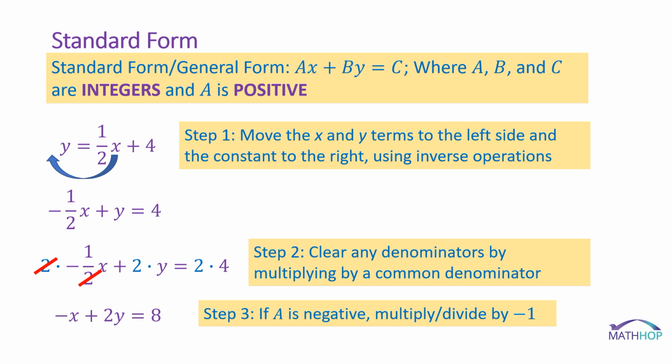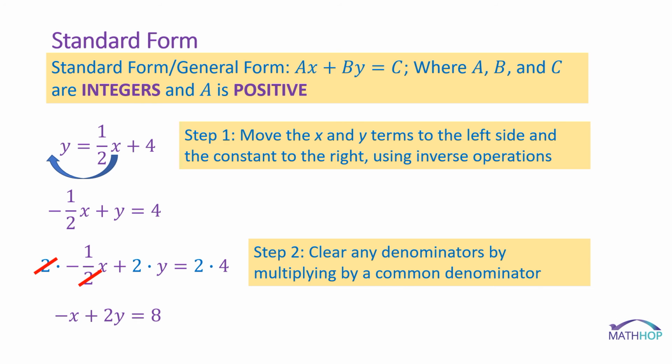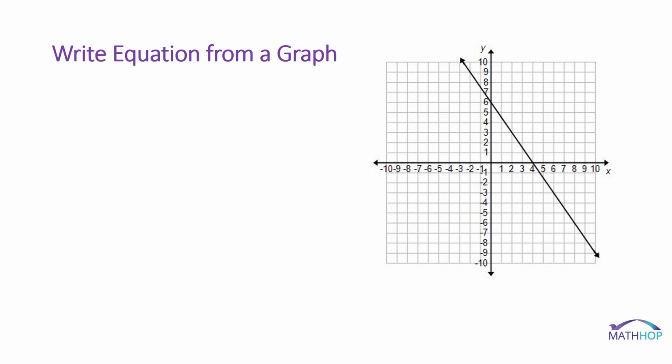And when you multiply or divide by negative 1, you simply change all of the signs to their opposites. So instead of negative x plus 2y equals 8, we get x minus 2y equals negative 8. Perfect. All right, let's try to write an equation from a graph.